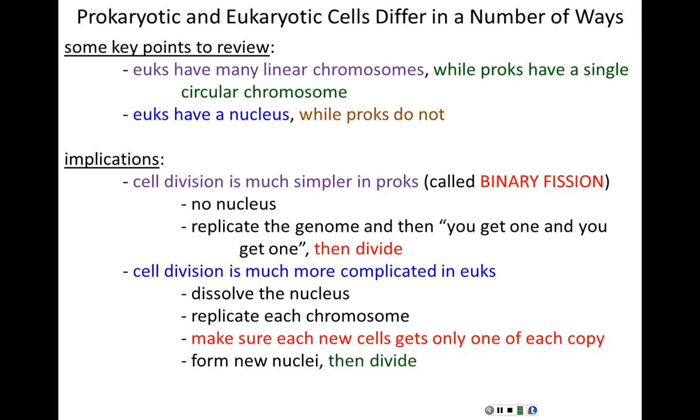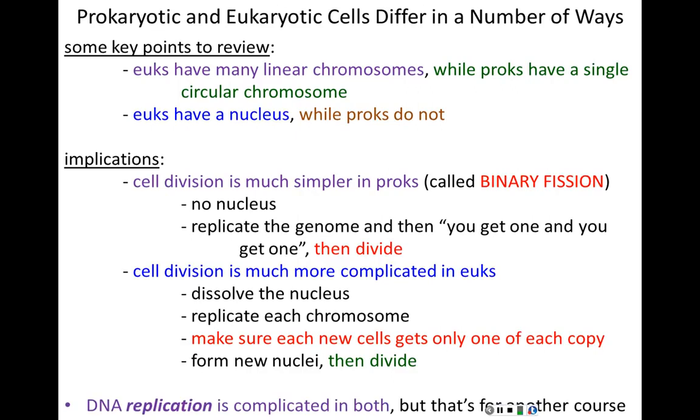What a pain. Once that's all done, you have to make new nuclei. You have to reform the nuclei for each of the new daughter cells, and then the cells actually have to split and divide, giving rise to 2 independent daughter cells. It's a mess.